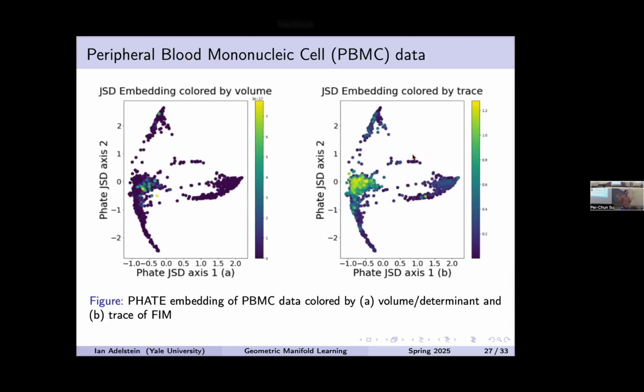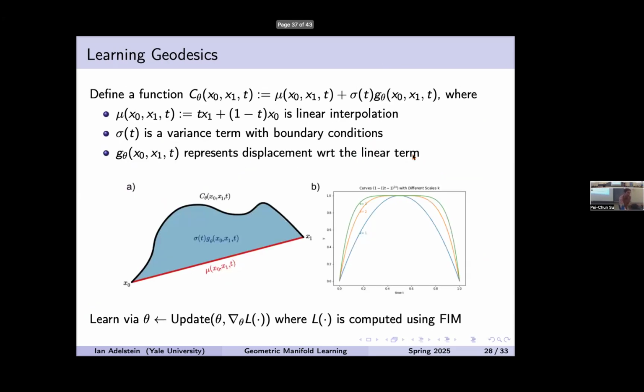Here we run it on some real world data. So this is some data set. It has 3 clusters. And again, you see the 3 clusters and then you see the volume element, or the trace, being highest where the metric needs to do the most work. And then the application I like the best is in trying to find shortest paths.